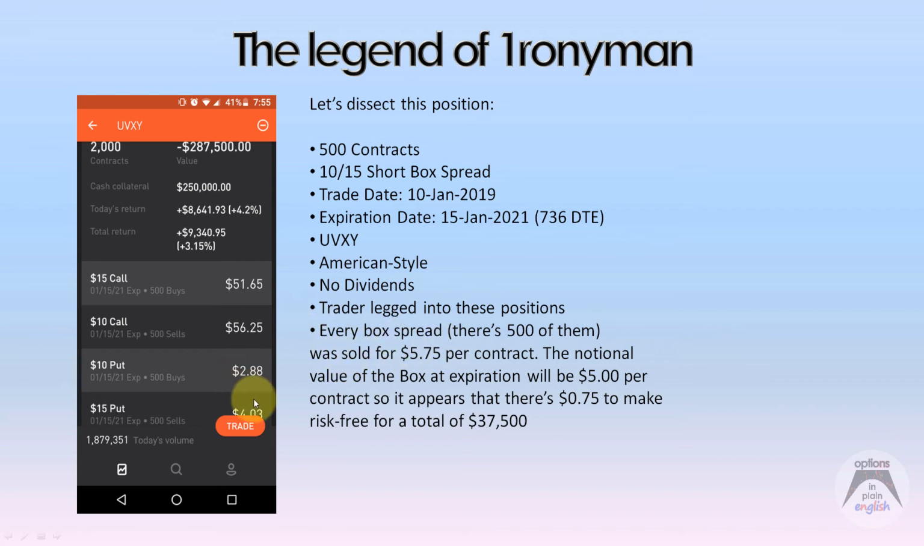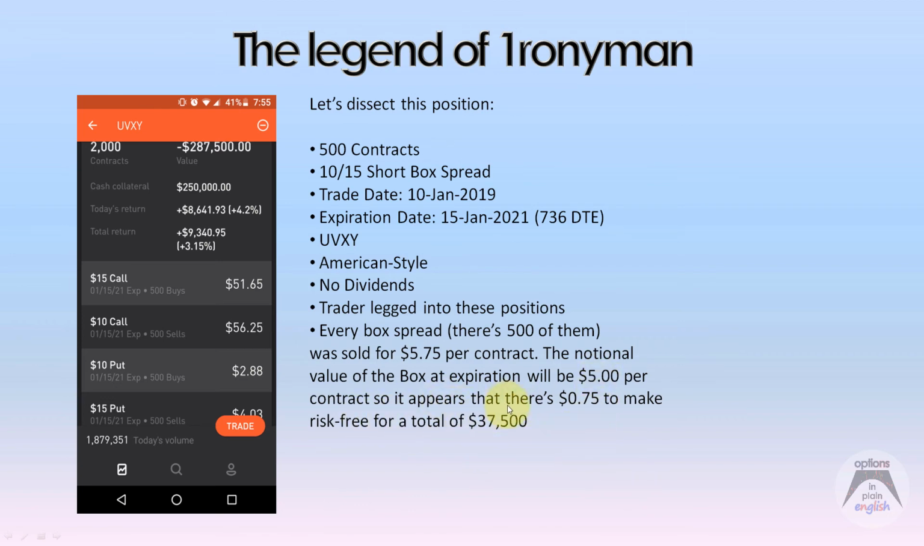Every box spread in total, once you analyze the numbers, every box spread, and there's 500 of them, was sold for $5.75 per contract. So these boxes have a notional value of $5, which is the difference between strike prices. So he was able to sell this position 500 times for $5.75. So he sold it for 75 cents above the notional value of the box. The notional value of the box at expiration will be $5 per contract.